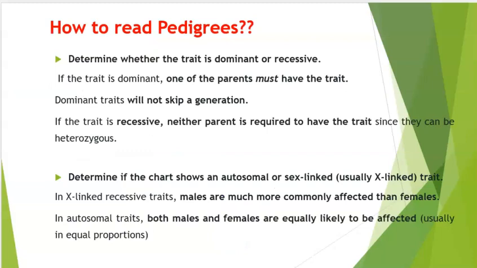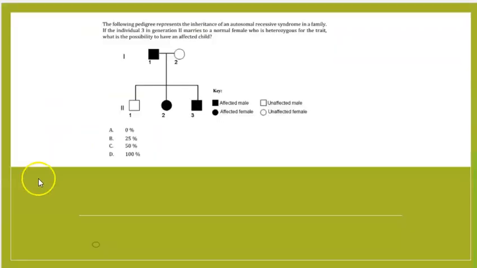So the first thing you have to know is how to read a pedigree. There are basically two things you will look for in a pedigree. The first is whether it's a dominant trait or a recessive trait. How do you know? For a dominant trait, at least one of the parents must have the trait, and it will not skip a generation. But if it's a recessive trait, there's no need for the parents to be affected, and the recessive trait will skip a generation.